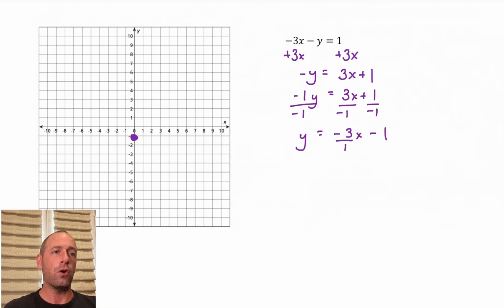and the slope is negative 3 over 1, which means every time x increases by 1, y decreases by 3. And I like to do this a couple of times. Again, it just gets me a straighter line. I connect them, and I am done.